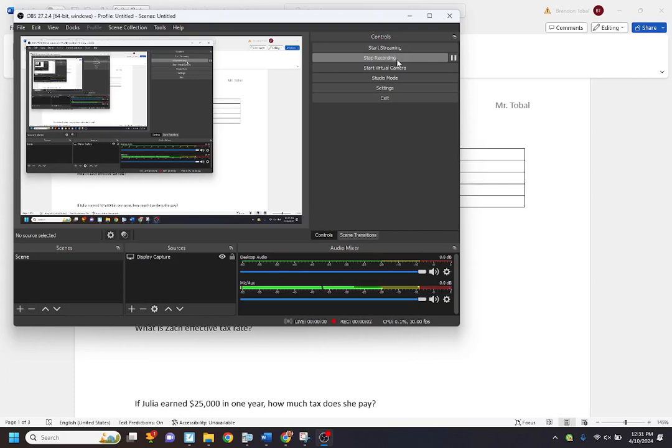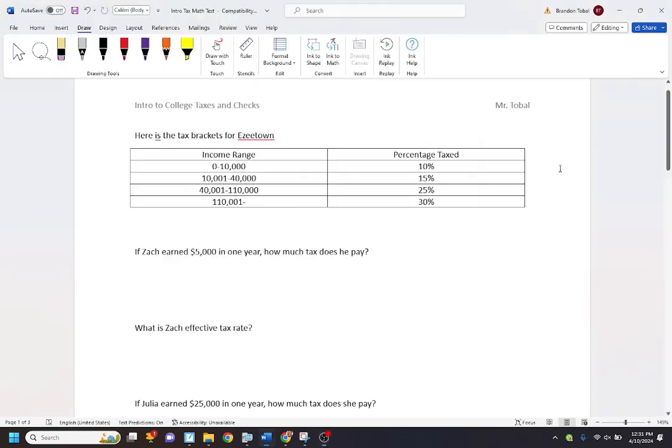All right, here's the practice test. So let's look at the first one. Here's a tax bracket. It's going to be pretty much the same, just with different numbers, different percentages. Zach earned $5,000 in 1 year. How much does he pay? In this situation, Zach only hits the 10,000. So it's going to be $5,000 at 10%. You put that in your calculator, that's going to be $500, okay?